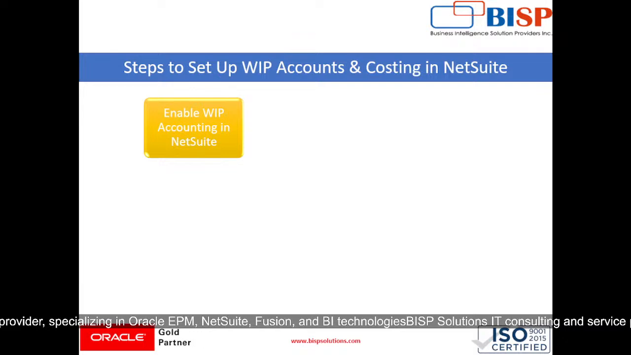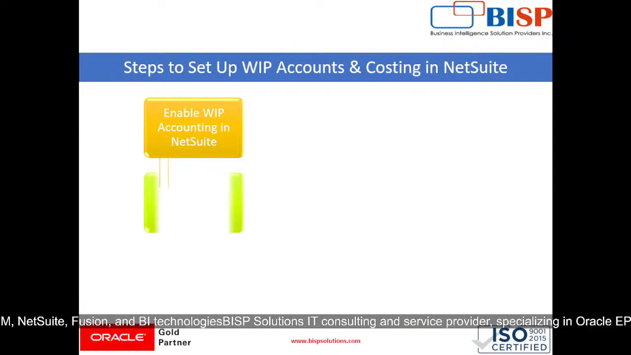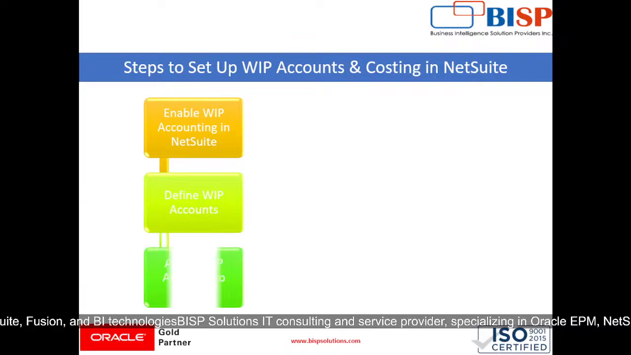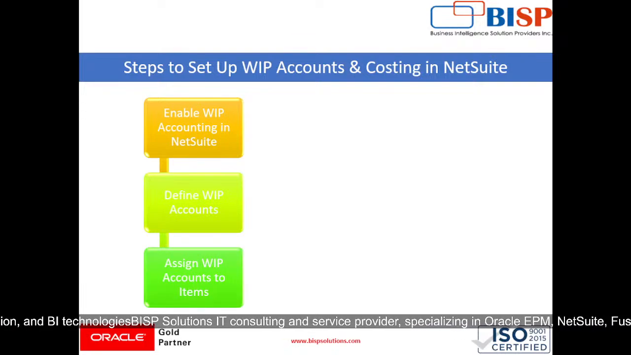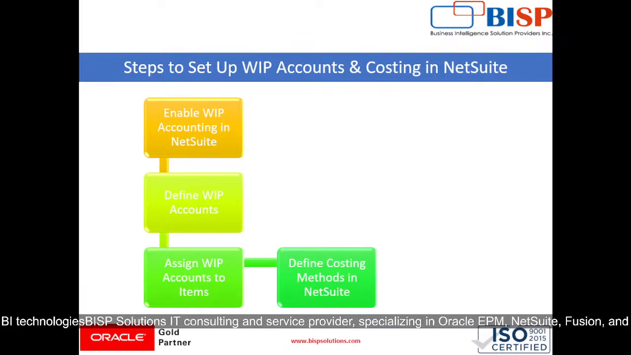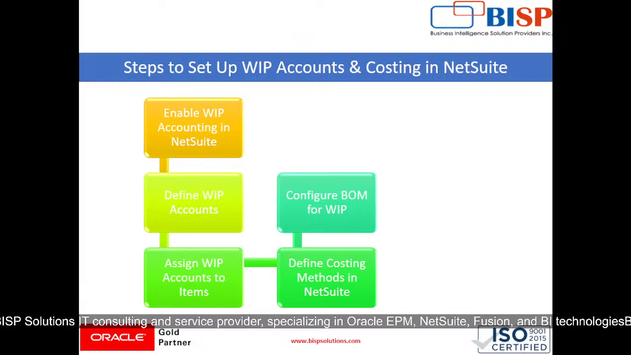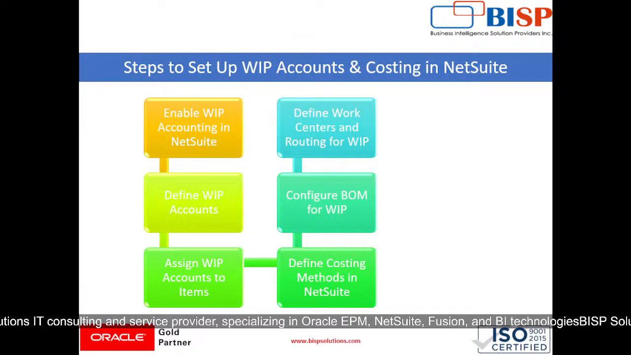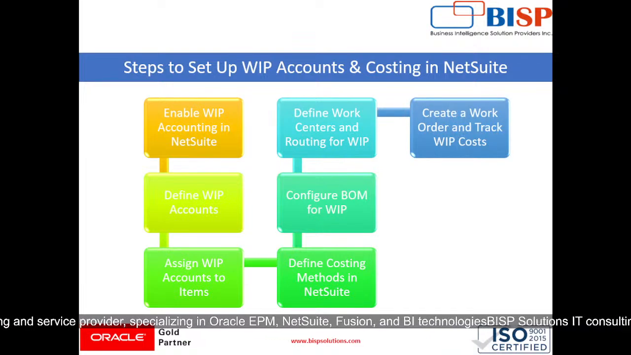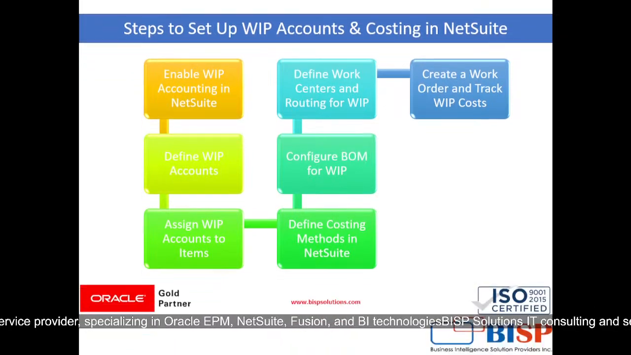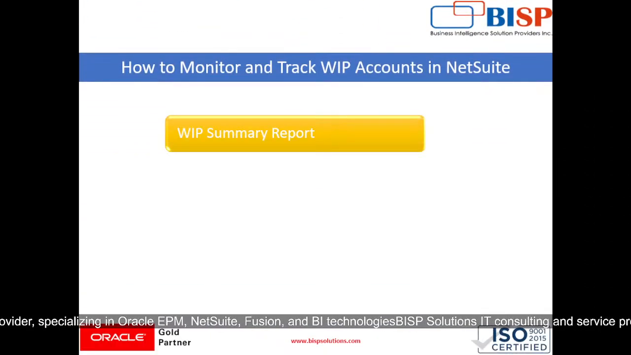So the steps to set up WIP accounts and costing in NetSuite: we have to enable WIP, then we have to define WIP accounts, then assign WIP accounts to items, then we have to define costing methods in NetSuite. After that we have to configure BOM for WIP, then we have to define work centers and routing for WIP, then we have to create a work order and track WIP's cost.